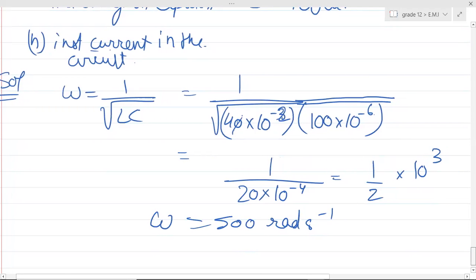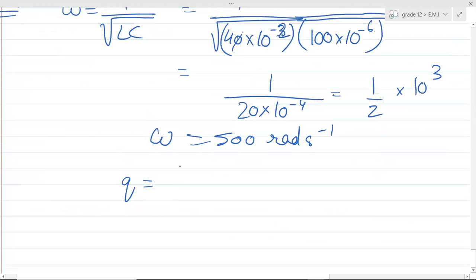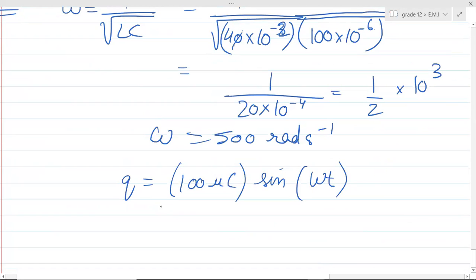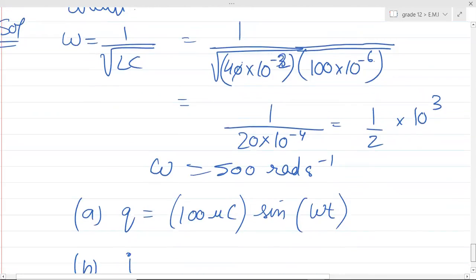Now बस बचा क्या है जीवन में? What is the charge? Charge will be equals to, what was the maximum charge? 100 microcoulomb. So 100 microcoulomb into sine of omega t. Alpha and phi are basically optional, no? I told you, phi was optional. It was phase. If initially कभी लिखना हो तो लिख दो, नहीं लिखना हो तो it's fine. So shouldn't it be 50? क्यों? That 10 to the power minus 2 will cancel here.